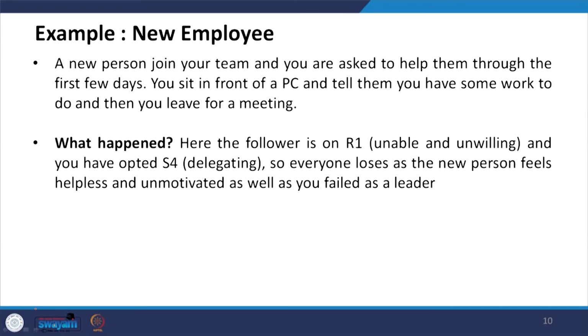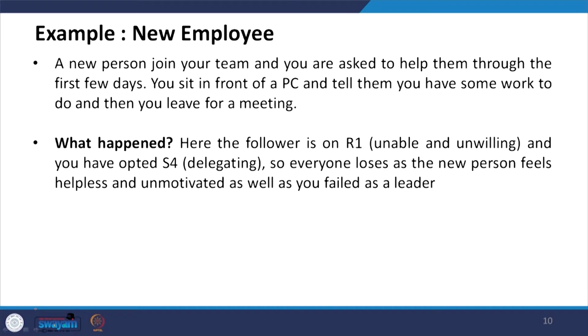A new person joins our team and you are asked to help them through the first few days. You sit in front of a PC and tell them you have some work to do, and then you leave for a meeting. A very interesting exercise you can do to implement and check this particular leadership model.